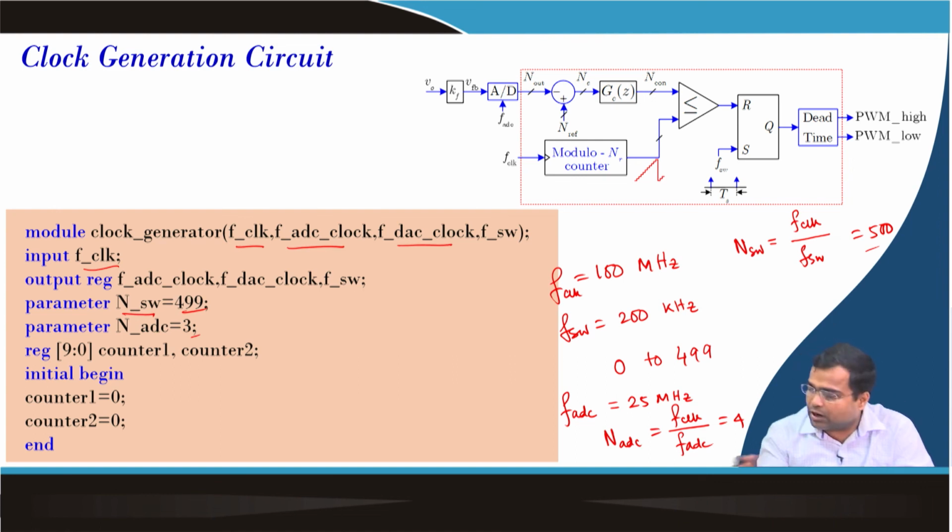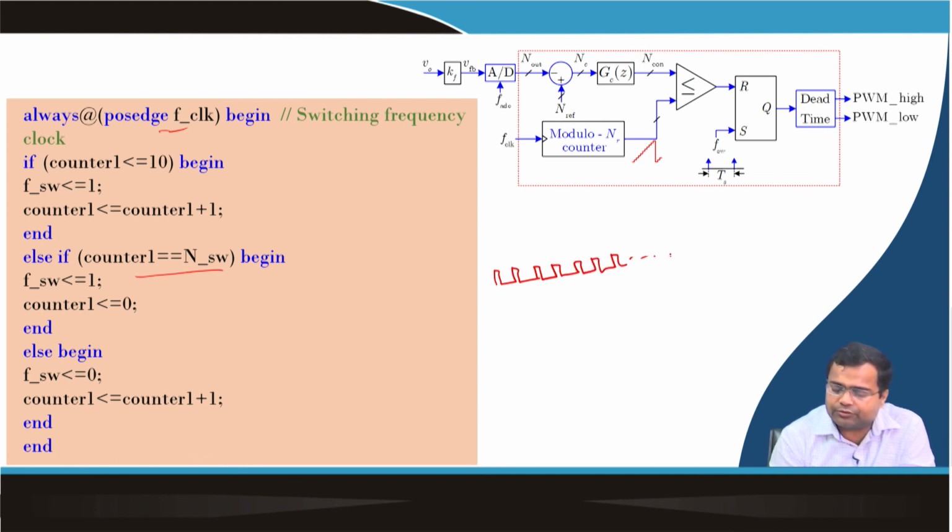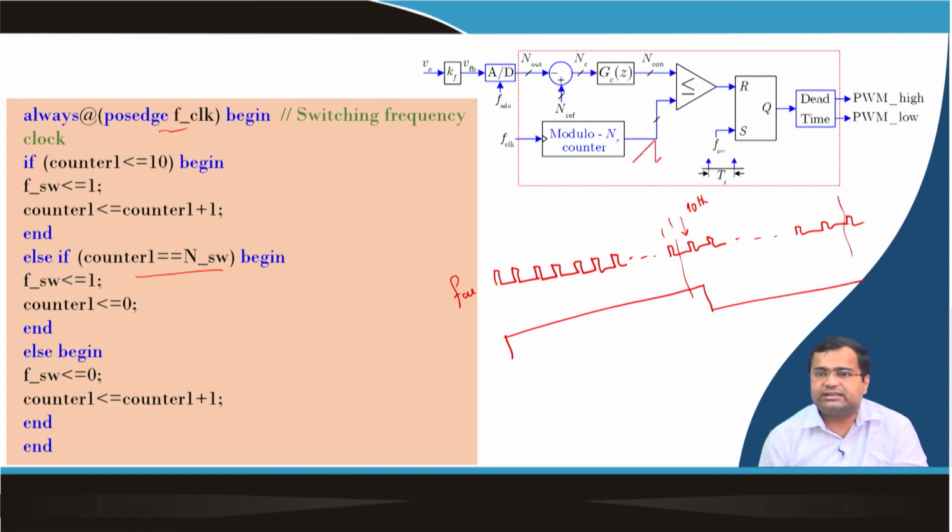That is it. So, you need 2 counters. Suppose this is your high frequency clock, and this number is 10, that means this is your 10th cycle of F clock. My switching clock will remain high up to this point, then it goes low, and it repeats. So here we are making it like this. This is your switching frequency clock.